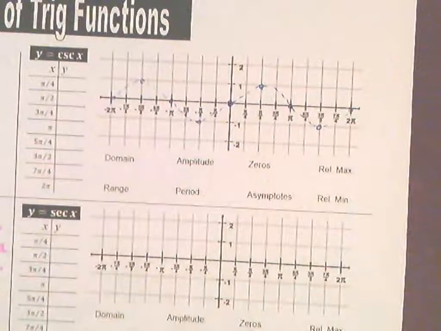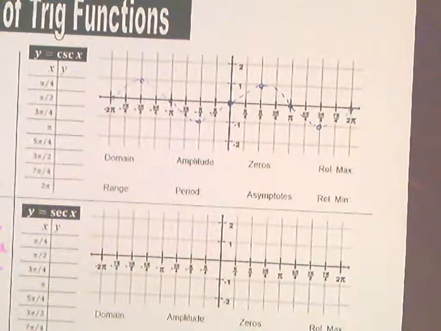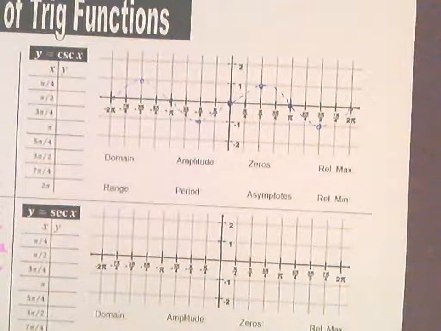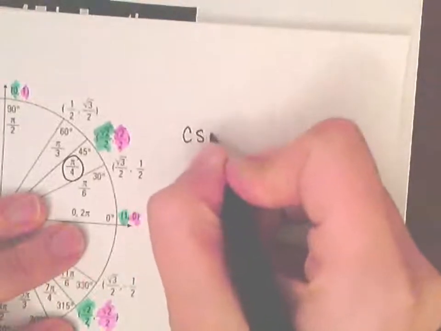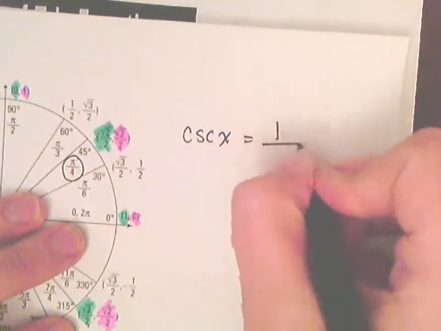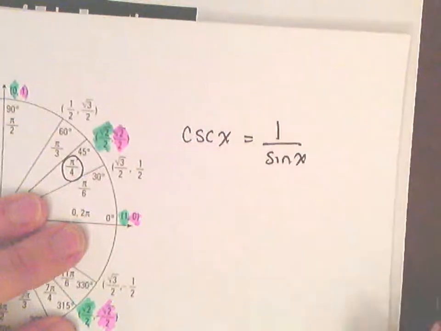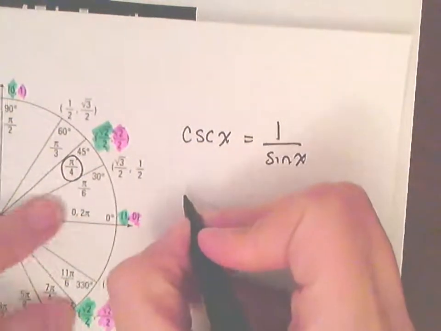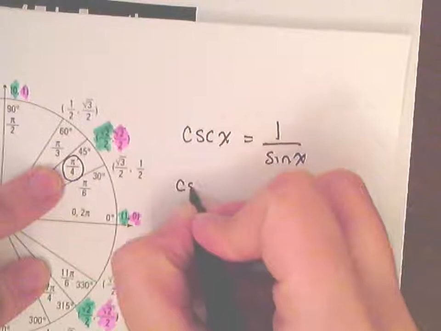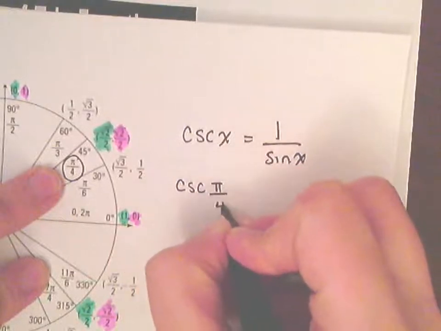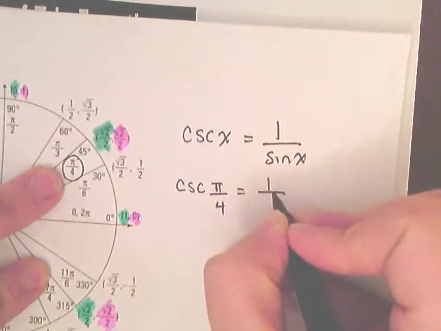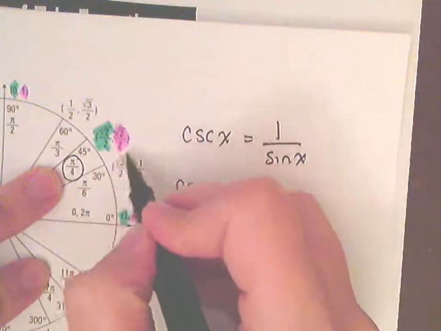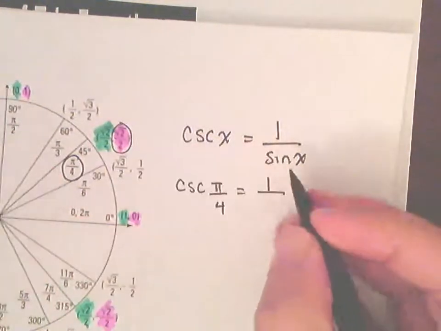All right, so let's look at the graph at our unit circle. All right, so remember that cosecant of x is equal to 1 over sine of x. So our first point is going to be pi over 4. So cosecant of pi over 4 is going to be 1 over what our sine was. And what was our sine? It was square root of 2 over 2.